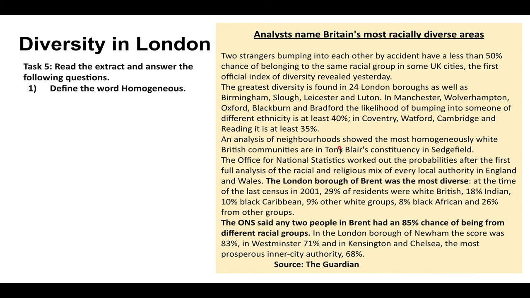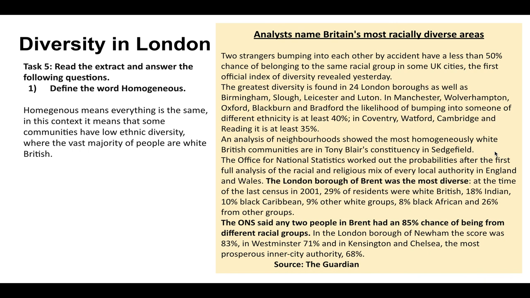So if we're saying an analysis of neighbourhoods areas shows the most homogeneously white British communities are in Tony Blair's constituency in Sedgefield, which is not in London, by the way. The word homogeneous means for things to be everything the same, okay? In this context, in this example, it means that that community has a low level of ethnic diversity and the vast majority of people are white British.